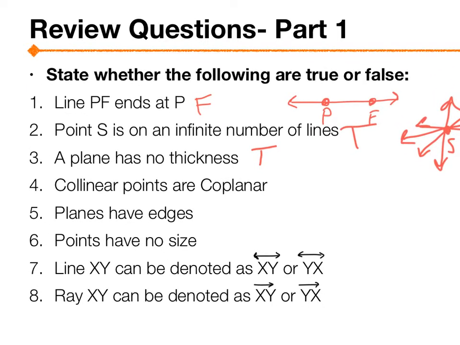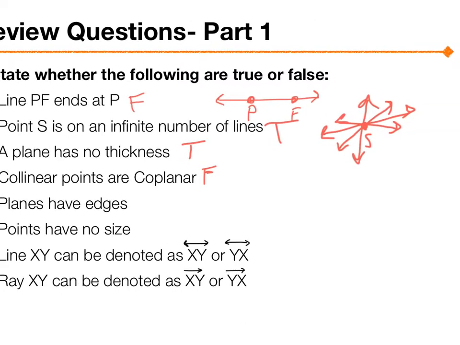Collinear points are coplanar. False. Because if you had, let's take this piece of paper again, a line that goes through it, and a point here that's on the line and a point here that's on the line, these points wouldn't be coplanar. So not necessarily are collinear points coplanar. Sometimes they can be. If I took the line and put it like this on the plane, these points would be coplanar, but not always.